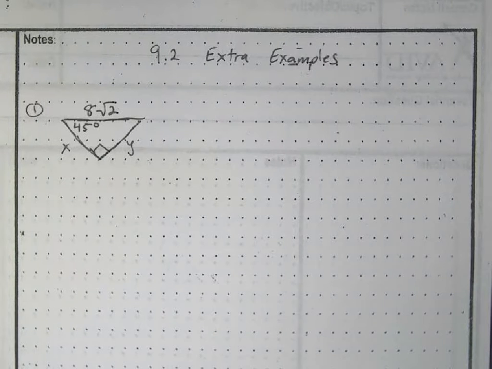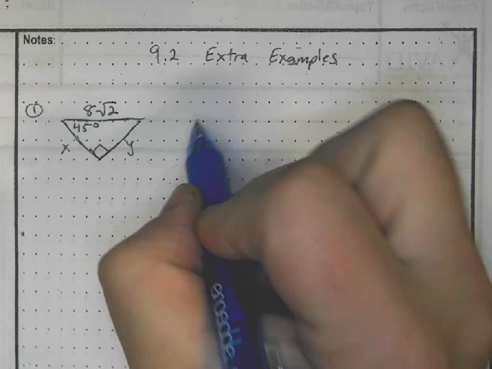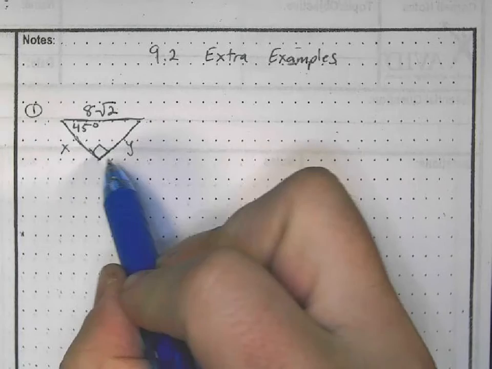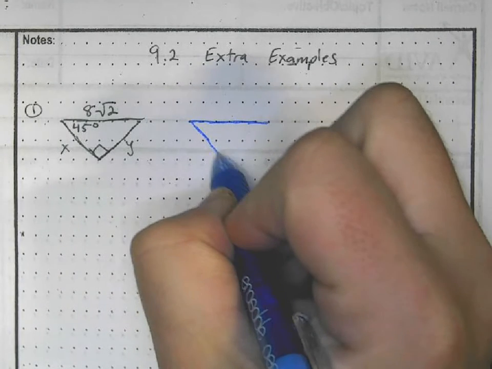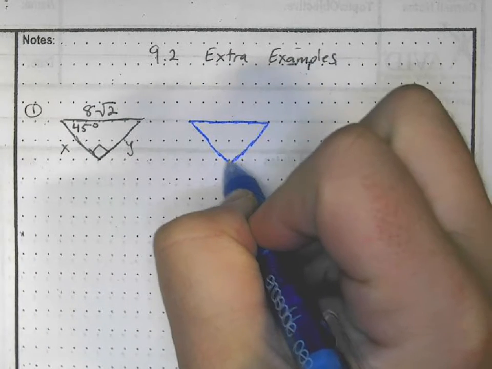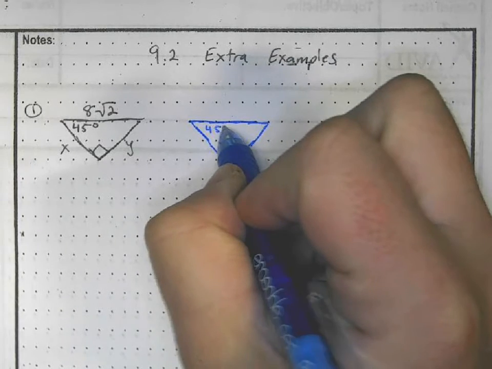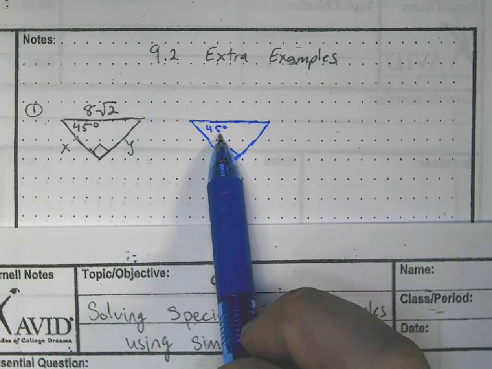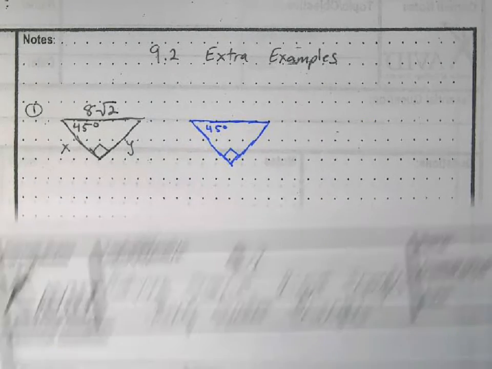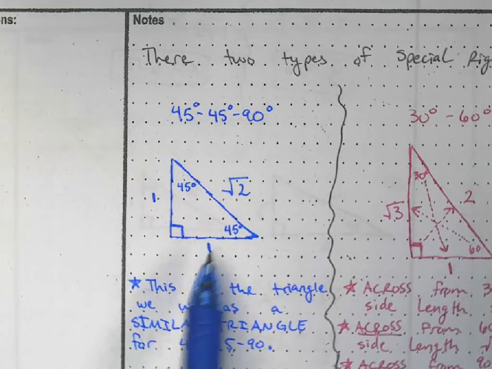So what are we going to do? This is the problem, and we've got to throw something at it to make this work. Well, when I look at my notes, I know that I want to draw my special right triangle that matches up with this one. I want to draw it so it looks the same. And when I look at my notes, we're looking at a 45, so it must be 45, 45, 90. So that would be this triangle.